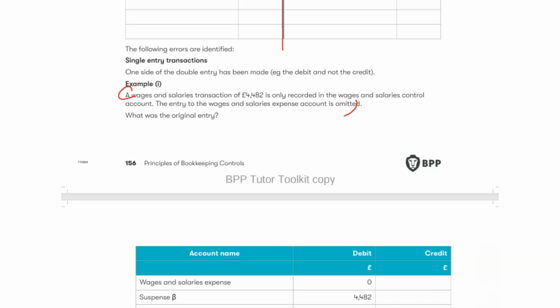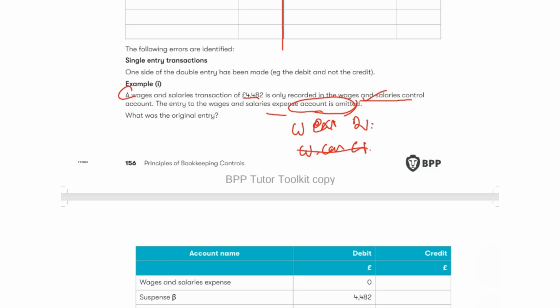Wages and salary transaction of this month only recorded in the wages and salary control. That means the entry of the wages expense was omitted. The entry is basically wages expense debit and wages control credit. How about wages control? Wages control is good, no problem, so we don't touch it. Where is the mistake? The wages expense you didn't write, isn't it? So correct it. The opposite would be suspense.